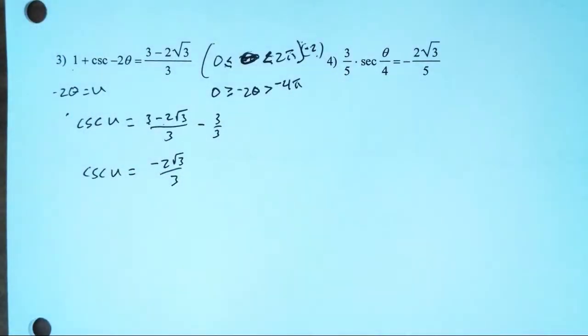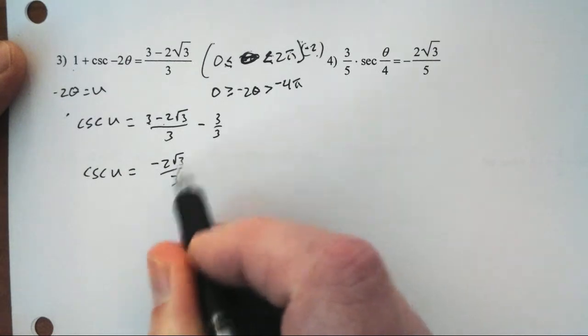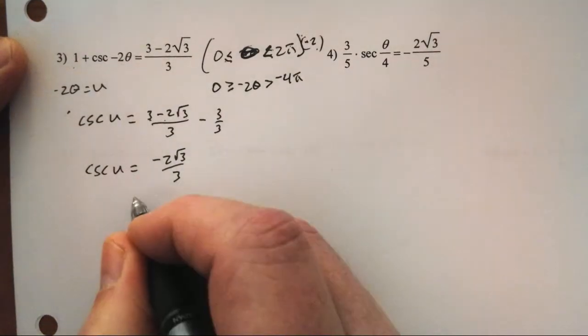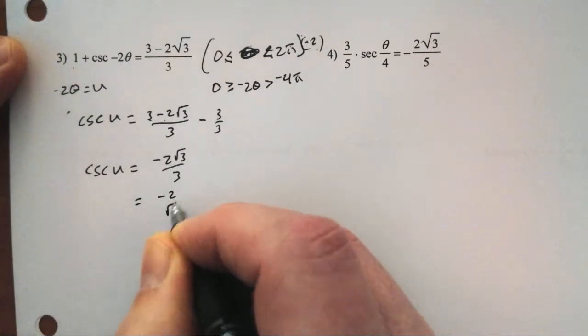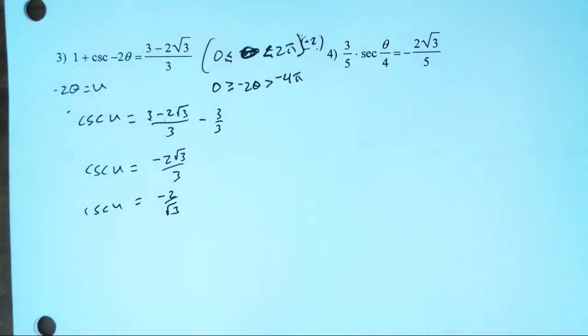on 3. Do we recognize that as a rationalized fraction? We could derationalize that and call that negative 2 on square root of 3. How are we going to do on our 2 a.m. wake-up calls?